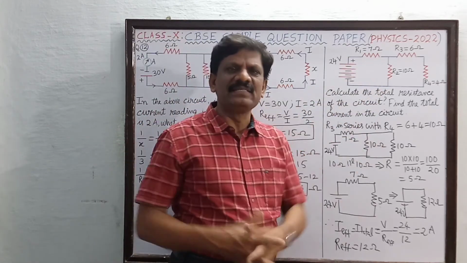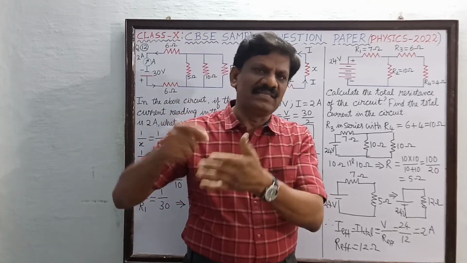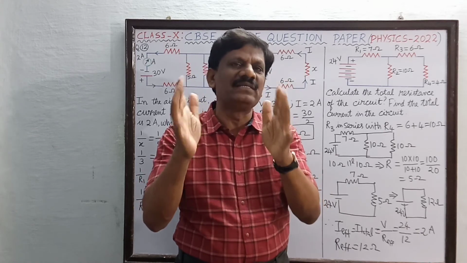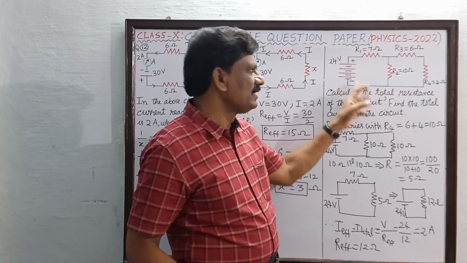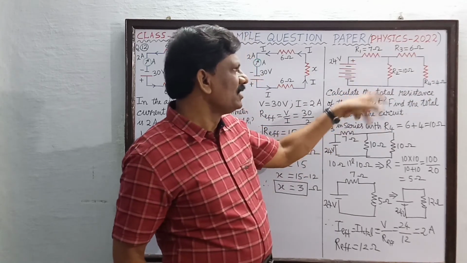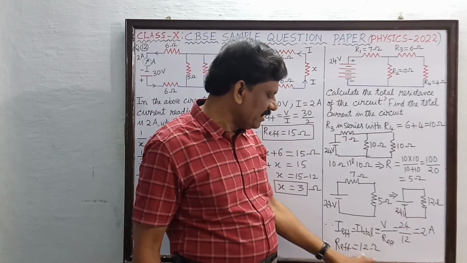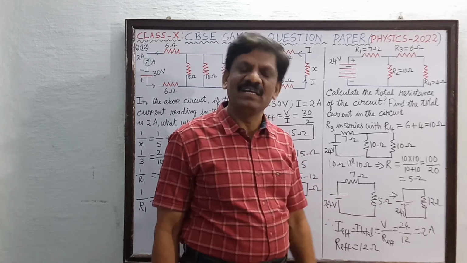See, once you practice such problems for competitive exams and all, you need not solve and find. Quickly, by looking at the circuit itself, you can tell the answer. Such a practice is required. So the effective resistance we found is 12 ohm, and 24 volt divided by 12 ohm is the effective current, that is equal to 2 ampere. I hope you must have understood well. Fine.